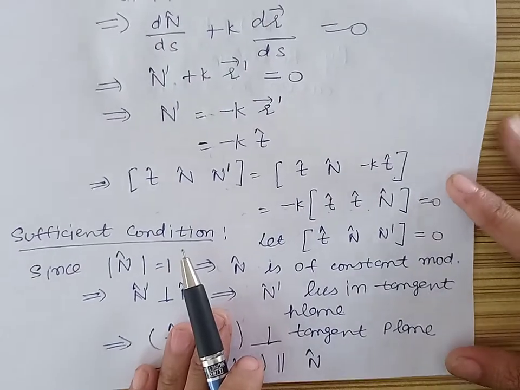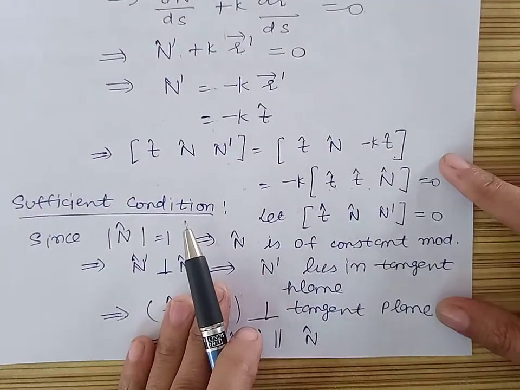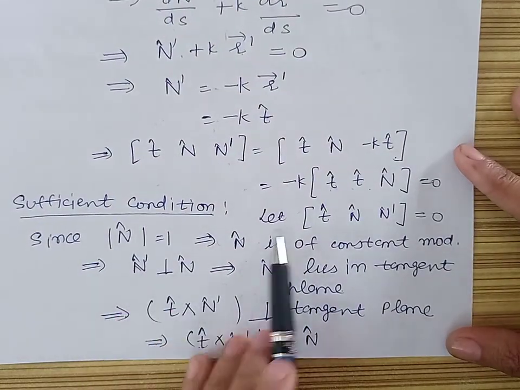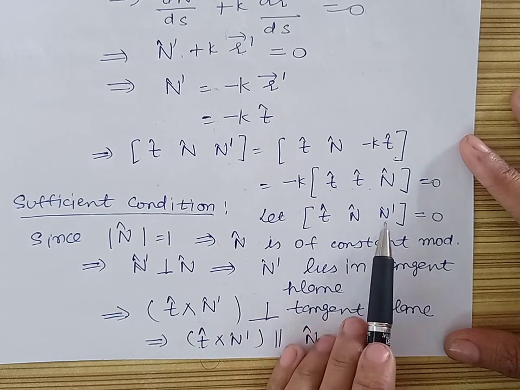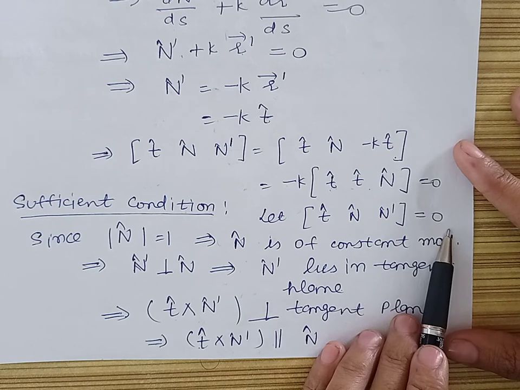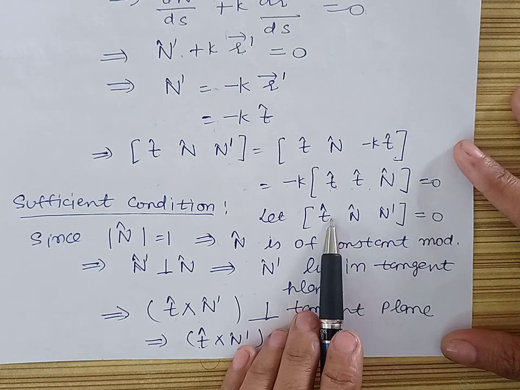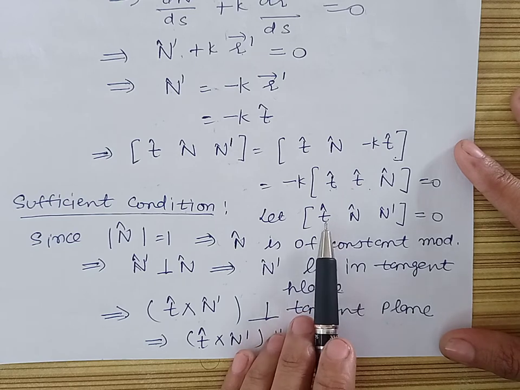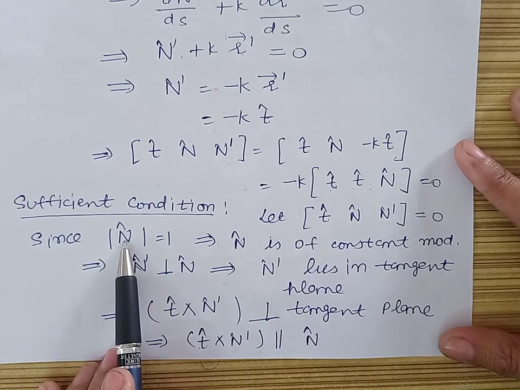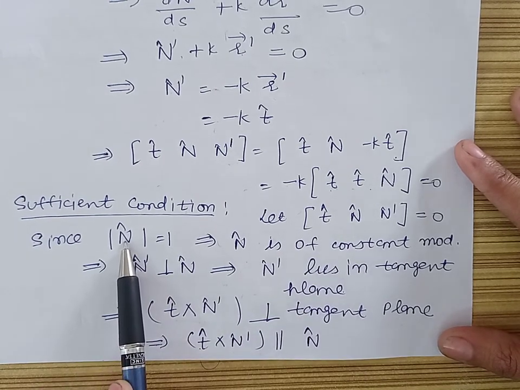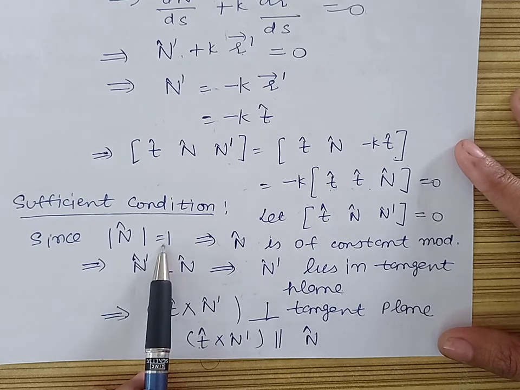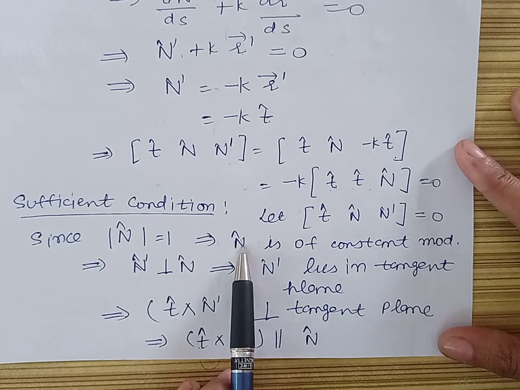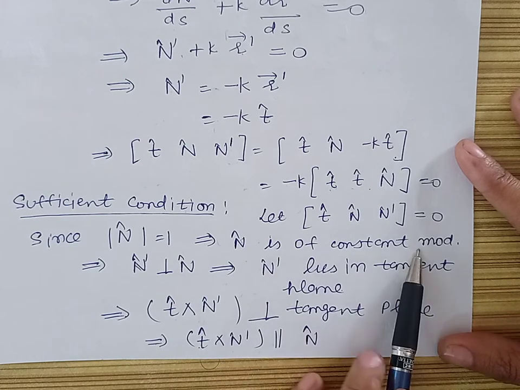Now we will prove the sufficient condition. In the sufficient condition, we are given that the scalar triple product of the vectors t, n and n dash is 0, and we are to prove that the curve is a line of curvature. Now because n is the normal unit vector, by definition of a unit vector its magnitude will be 1. It means the vector n has constant magnitude.